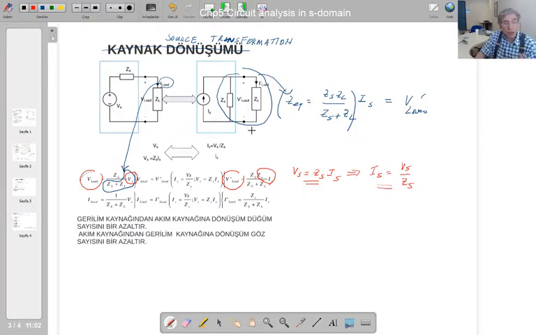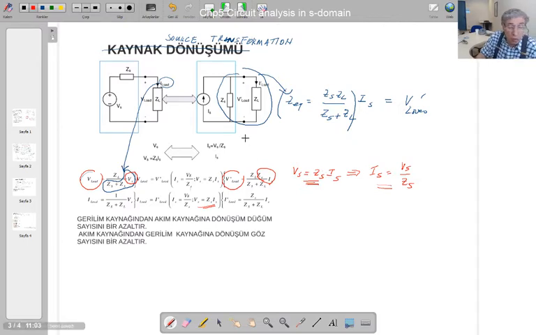So you could do the similar thing for the current as well. You're going to end up with the same result. So in order to have this current equal to this one, that relation must be correct. So that means that relation must be correct. And that relation tells me what the source transformation should be.